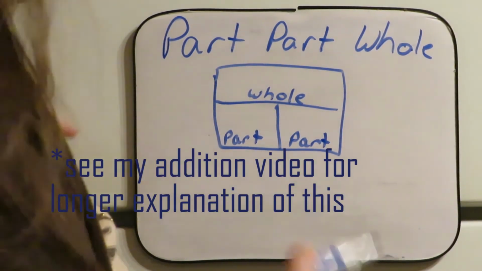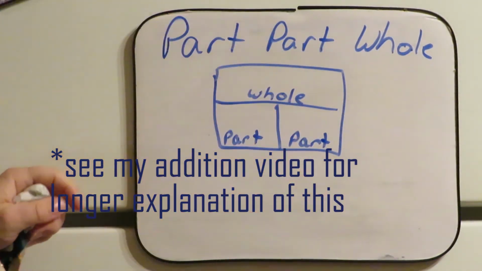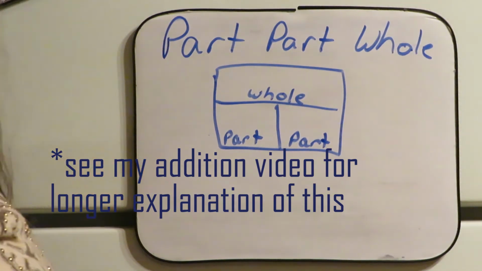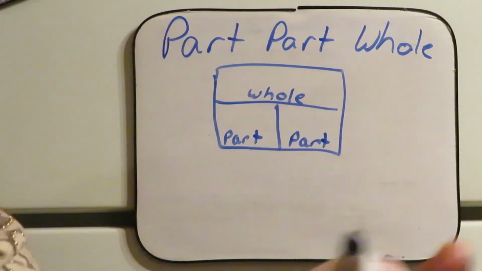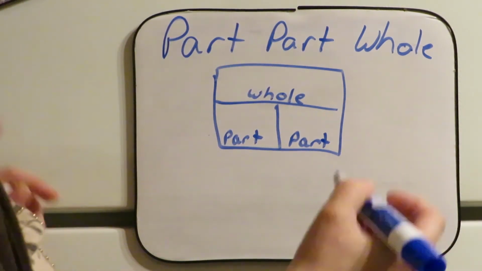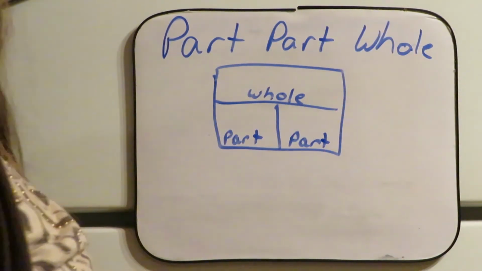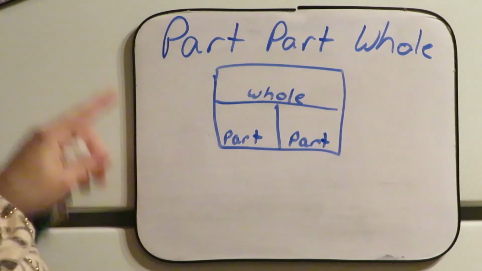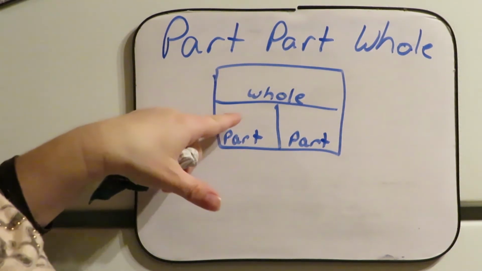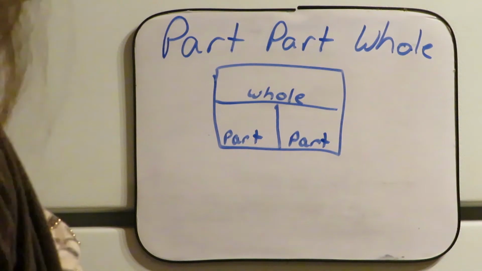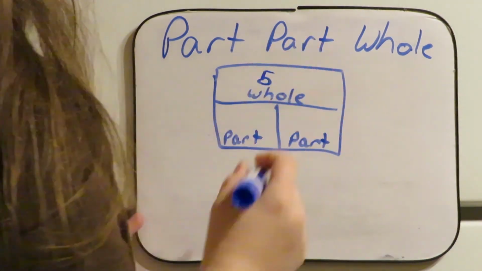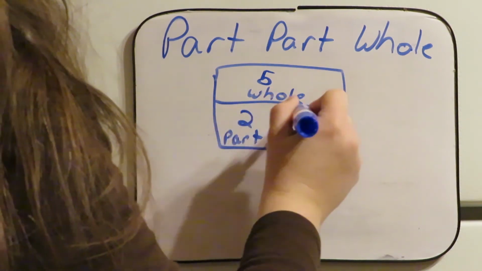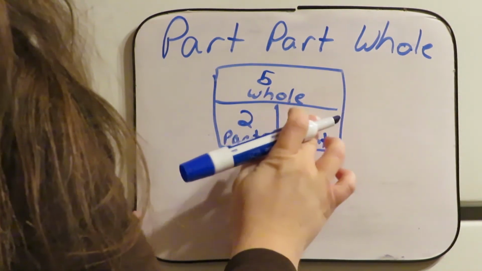Part whole is a strategy we use to teach children addition and subtraction. We talked a bit about this on the addition section as well. Part whole basically says any number is composed of 2 parts. For example, 5 is 2 and 3.